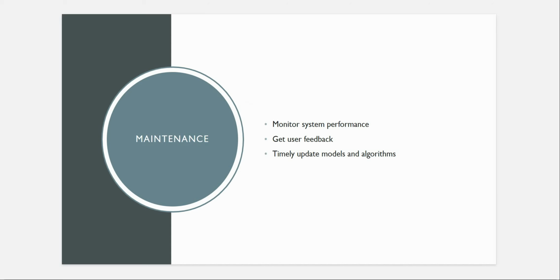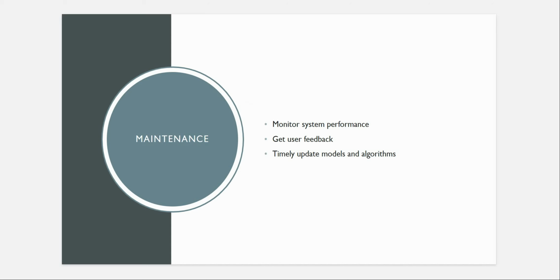Then come the maintenance factors. Continuously monitor the system for performance and user feedback to identify the key areas for improvement. These are very good points which you need to consider if you are planning to improve your system and make it more robust. Then you need to update the models and the algorithms as and when new ones come in.